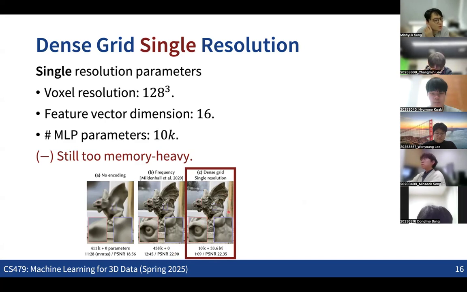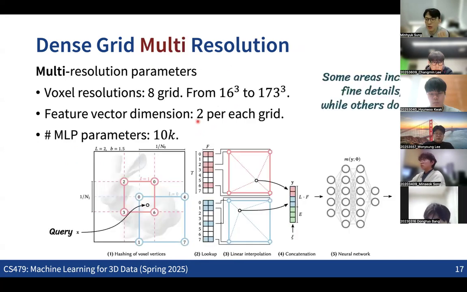So we still want to compress the amount of memory that we are using. For that, what we can also do is not use a single resolution. This is the case where we are using a feature dimension of 16, but we can also divide the number of parameters between more global information and local information.